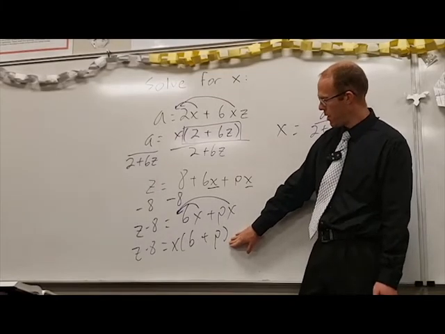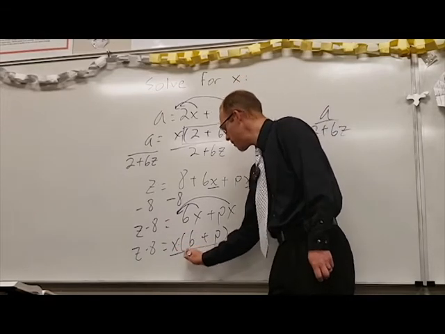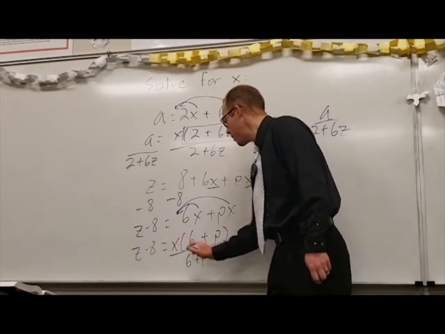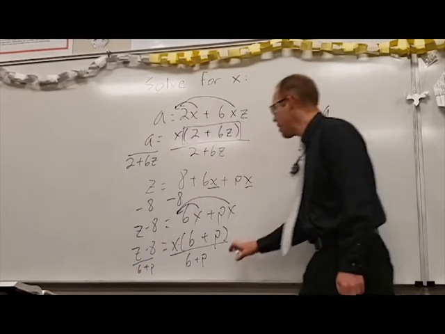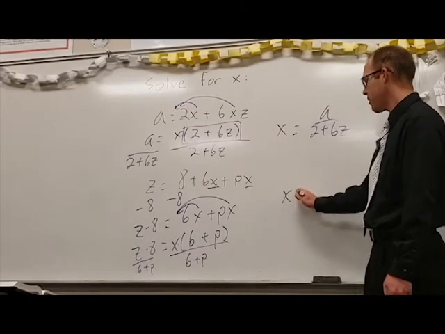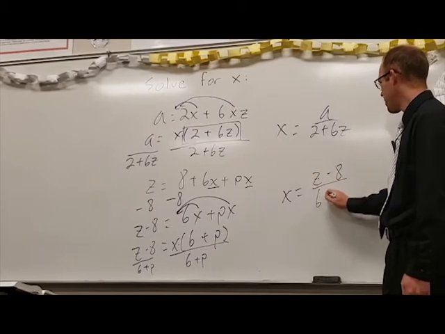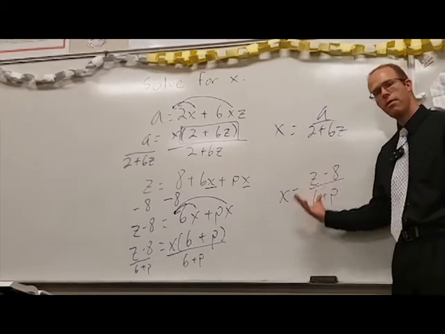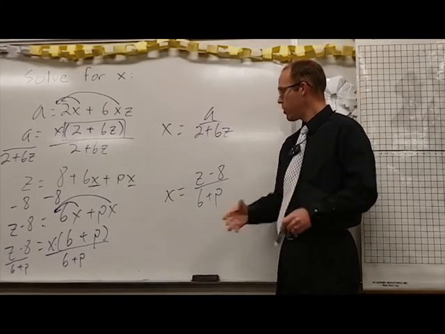So we're multiplying by 6 plus p. To undo that multiplication, we're going to divide by 6 plus p. Over on the other side, we divide by 6 plus p, and that leaves us with x equals z minus 8 divided by 6 plus p, which again we cannot finish calculating, cannot simplify any further, so we are finished.